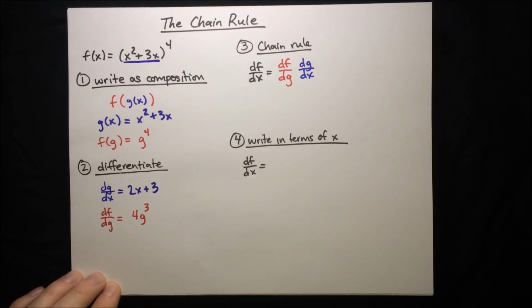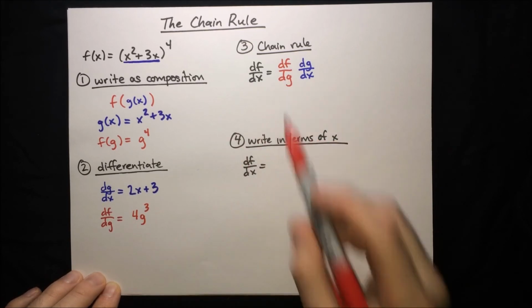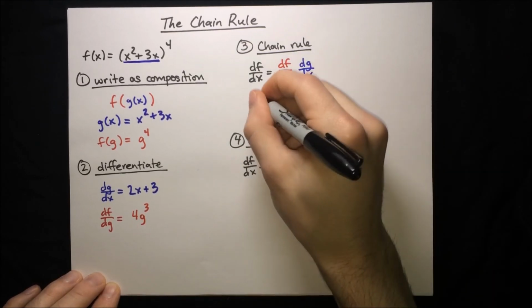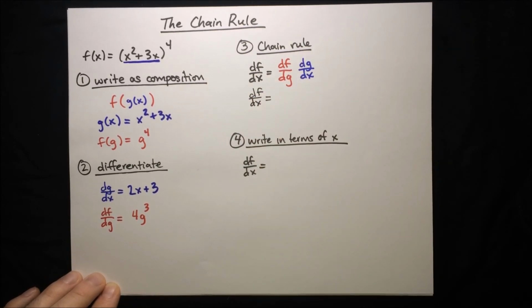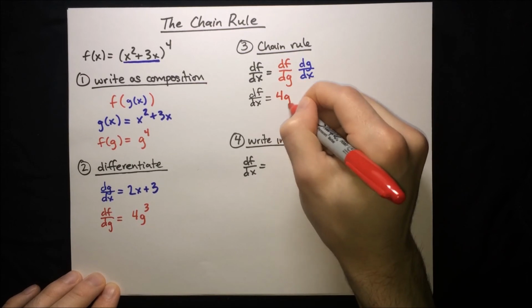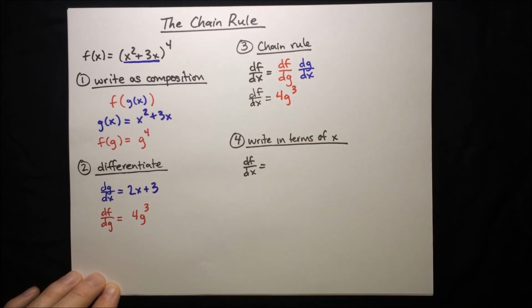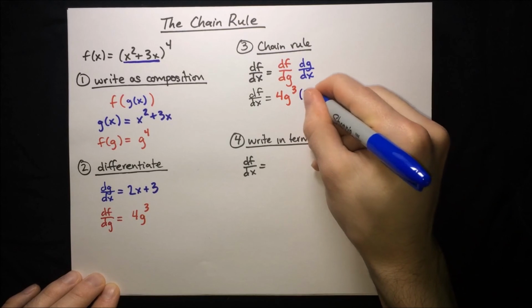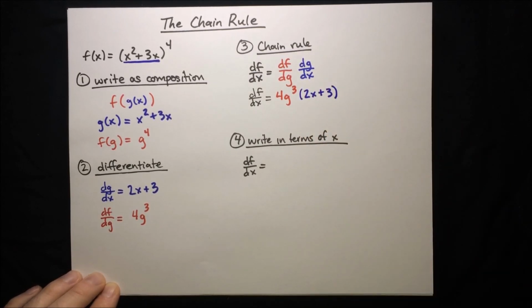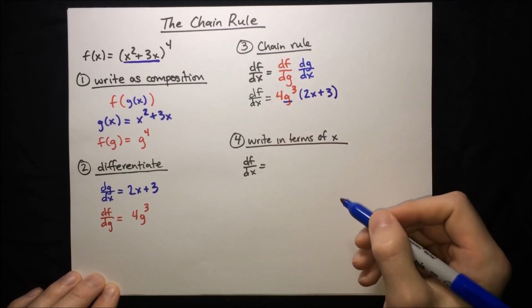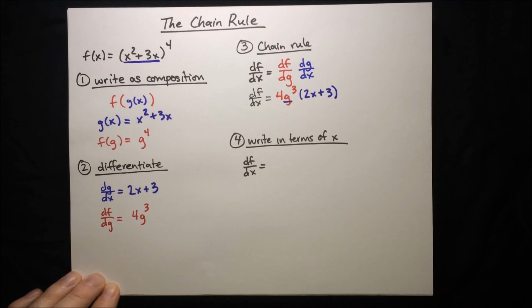Okay, so now we can substitute those into our chain rule expression. So we've got df dx equals df dg, that's just 4g to the 3rd, and then times dg dx, that's just 2x plus 3. Okay, now we're almost there. It's just this g term here, we need to write that in terms of x so that our final answer has x as the variable.